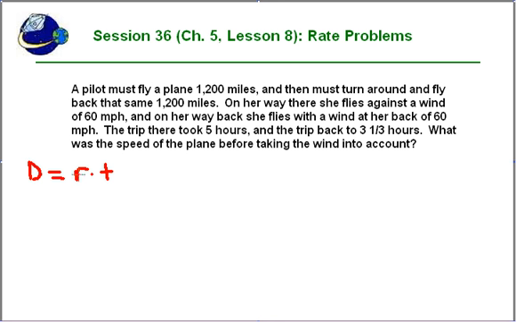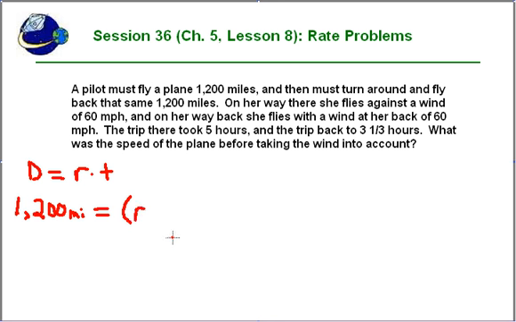Once again, distance equals rate times time. Well, what do we know? First of all, we know that our distance is 1,200 miles. So I'm going to go ahead and write that down, 1,200 miles. And what we're going to deal with is the first part of the trip, when she's flying against the wind. Do we know what her rate is in still air, had there been no wind? No. So we're going to assign it the letter R.